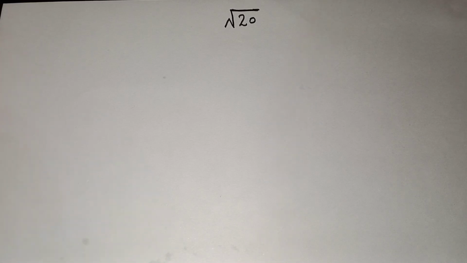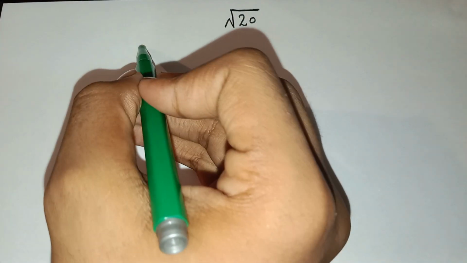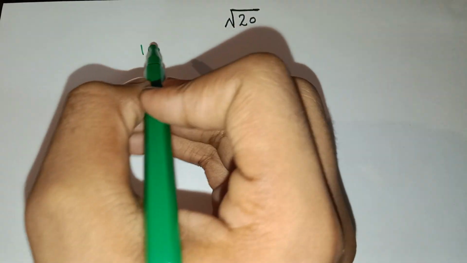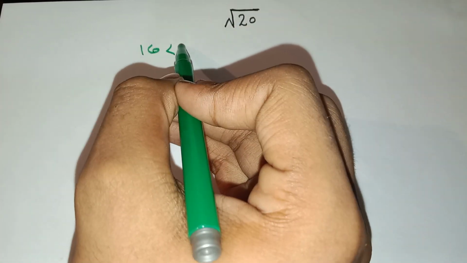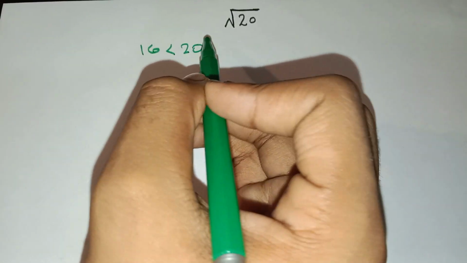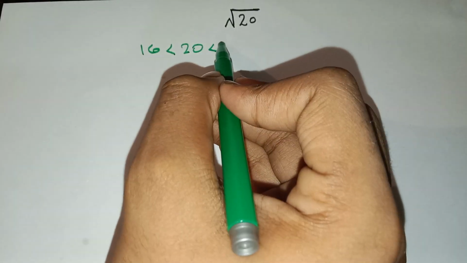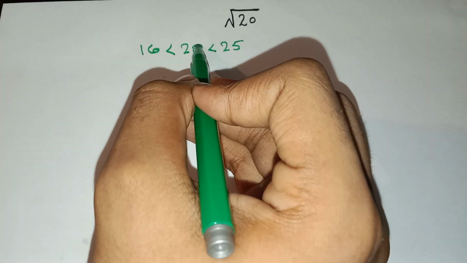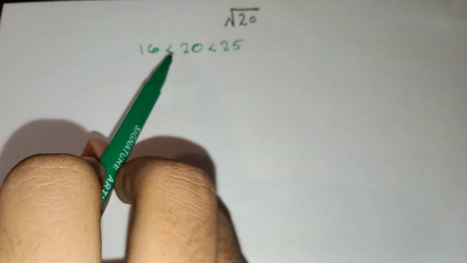Step 1 is to find the two perfect squares in between. We have to find two perfect squares in between: 16, 20 and 25. So what is the meaning of this sign?